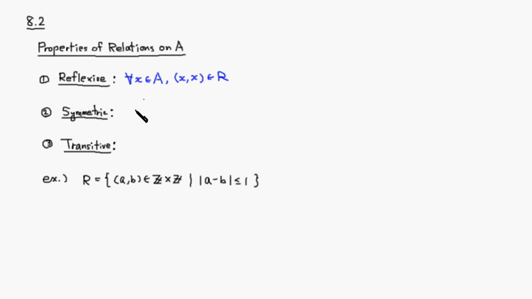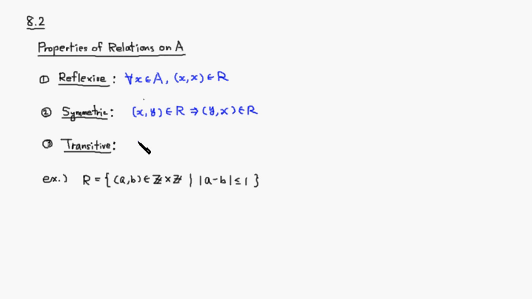Symmetric is whenever you have, say, X is related to Y by this relation R, then this has to imply that Y is related back to X, right? Then we say it's symmetric.